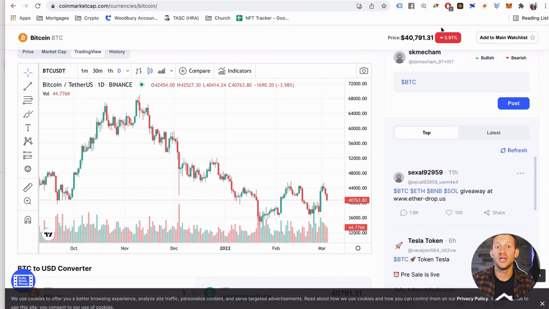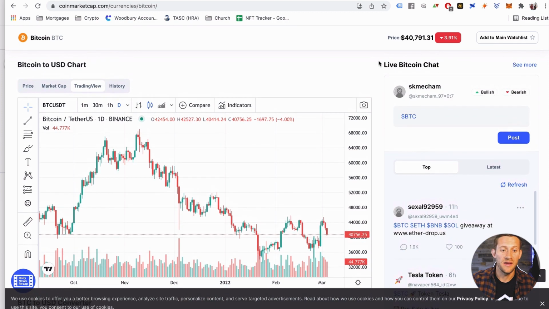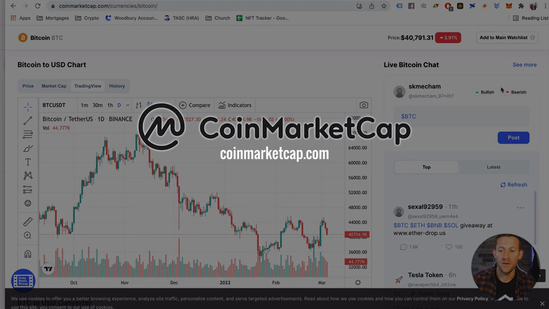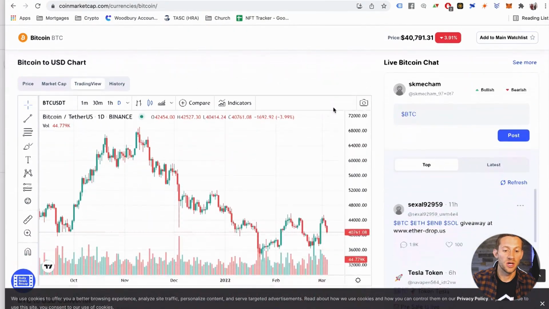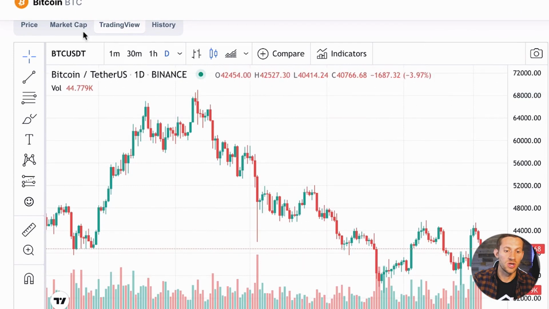By the way, if you're looking to see a chart for a specific currency like the one I'm showing you on the screen, you can go to coinmarketcap.com, go up to the top and type in the name of the currency. Then you can go down here and it'll show you a basic chart. And when you click TradingView, you can view a chart like what we're looking at right now.